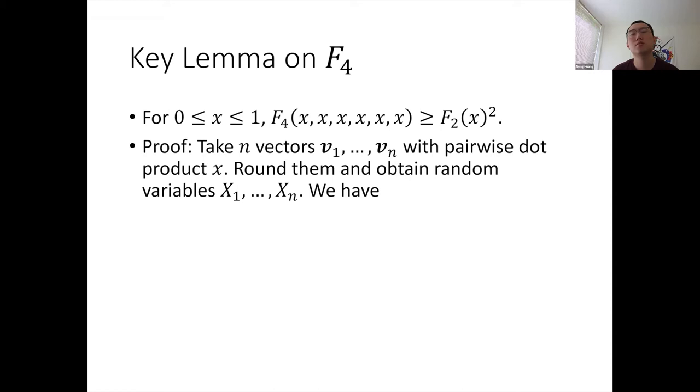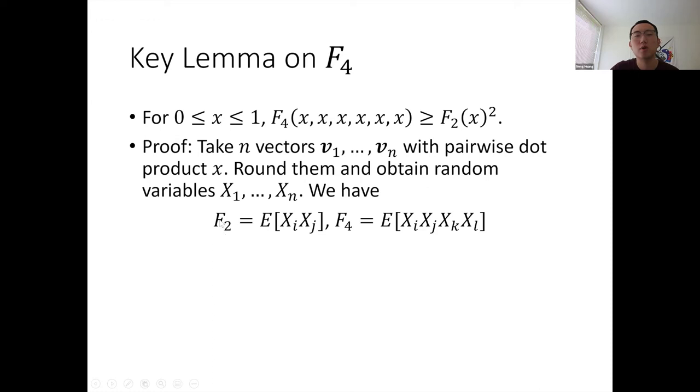And the proof is not difficult. Let's take n vectors v1 to vn with pairwise dot product x. This is achievable because we can let these vectors share a common component of length square root of x and let them be orthogonal beyond that. We round these n vectors and obtain random variables x1 to xn. Then f2 of x is equal to the expected value of xi times xj, and f4 is equal to the expected value of xi times xj times xk times xl, where these indices are distinct.